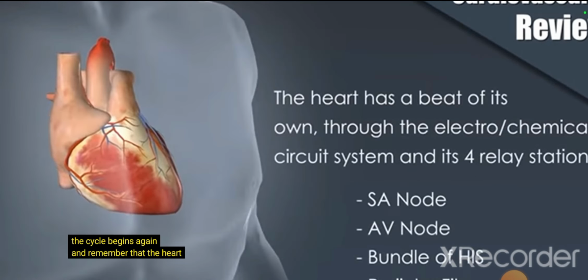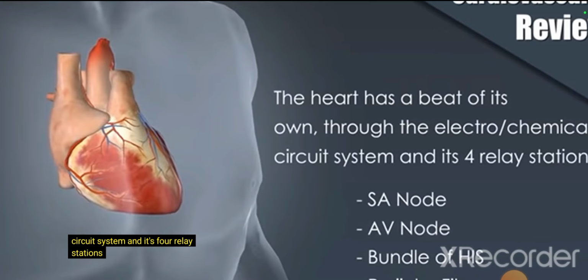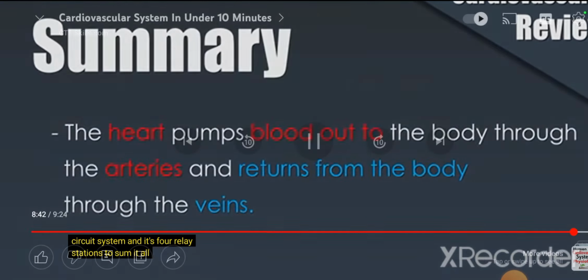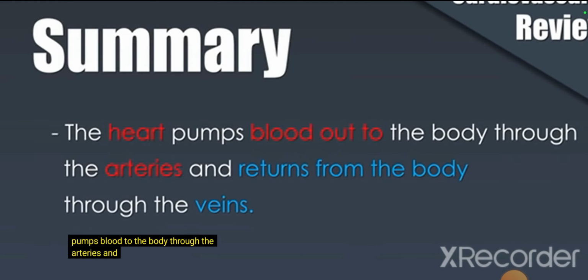And remember that the heart has a beat of its own through the electrochemical circuit system and its four relay stations. To sum it all up, the heart pumps blood to the body through the arteries and returns from the body to the heart through the veins.